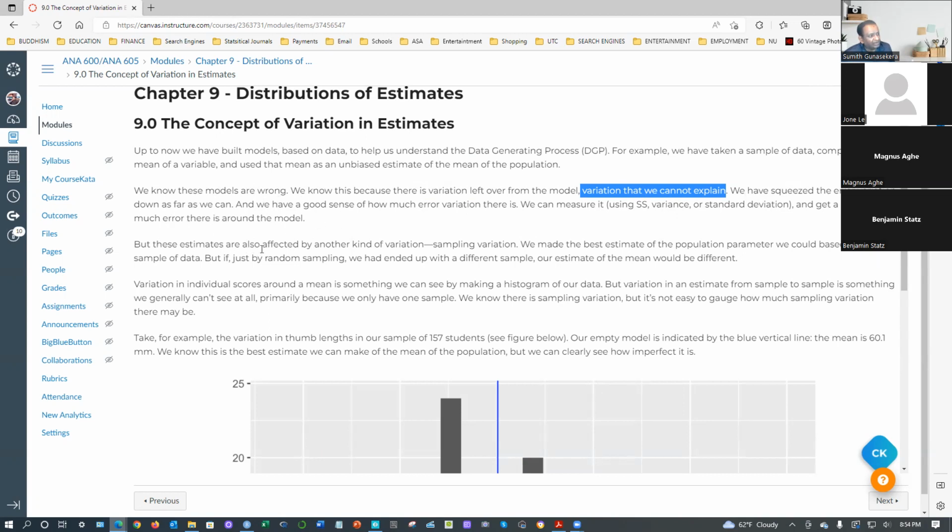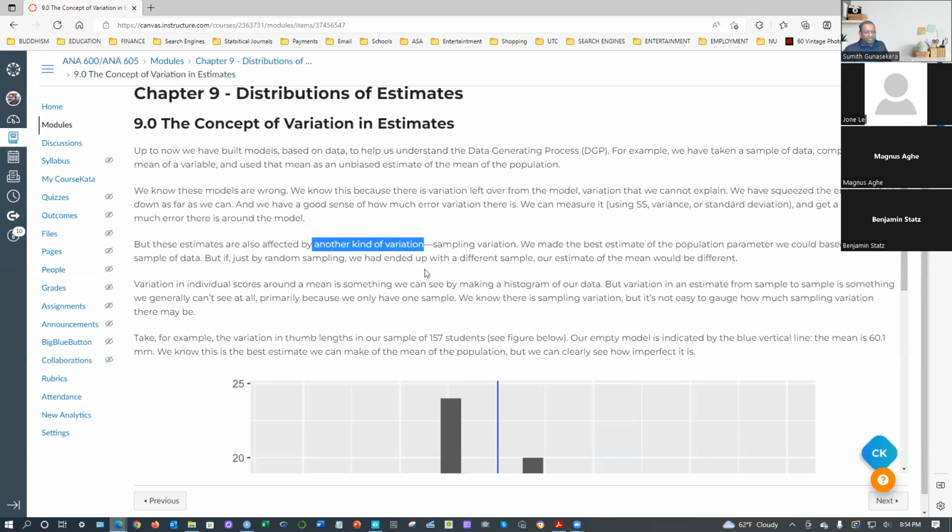But these estimates are also affected by another kind of variation: sampling variation. Because of the sampling, we have another variation. We know there's a variation left over from the model, but that's a different thing. There's another variation due to the sampling. We made the best estimate of the population parameter we could based on our sample of data. But if just by random sampling we had ended up with a different sample, our estimate of the mean would be different. That's what we are trying to say.